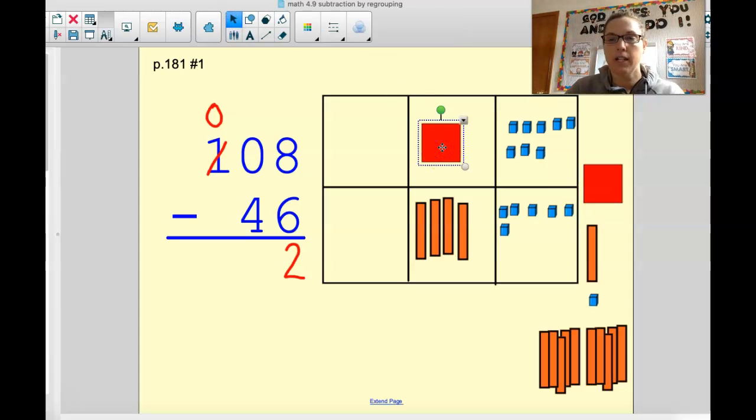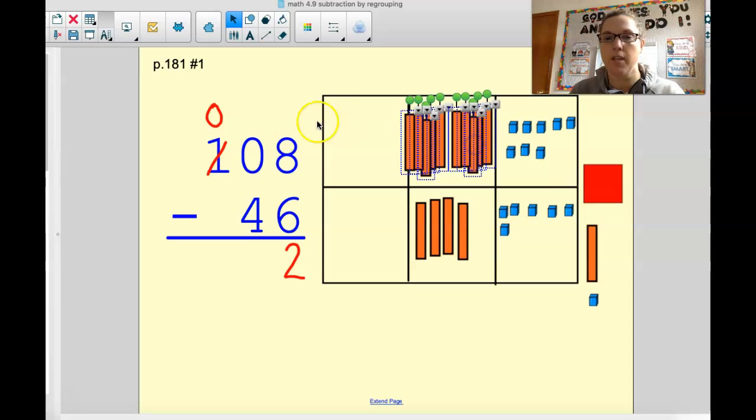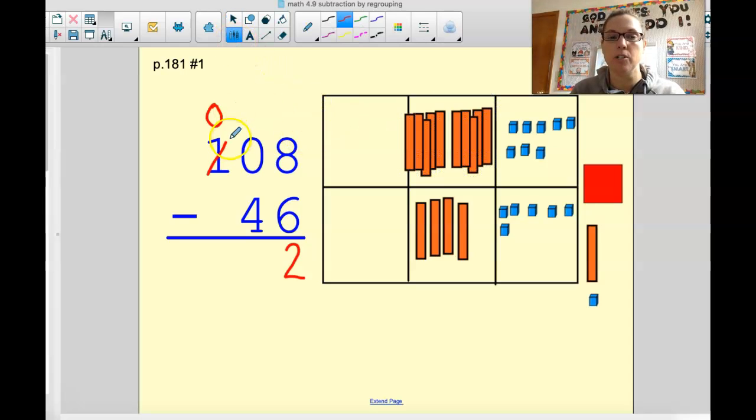One group of 100 is the same thing as 10 tens. So I'm going to exchange our hundreds block for our 10 tens, which is the same thing. Now to show in writing what we just did, we took that 100 and brought it into the tens place. So we cross out the 0 and we write a 10 because it's 10 tens since we're in the tens place. And now we can subtract.